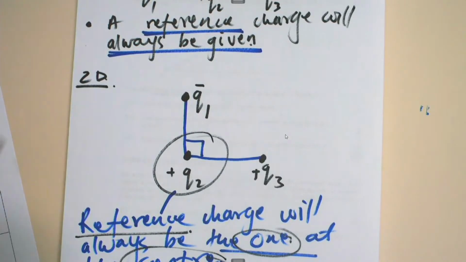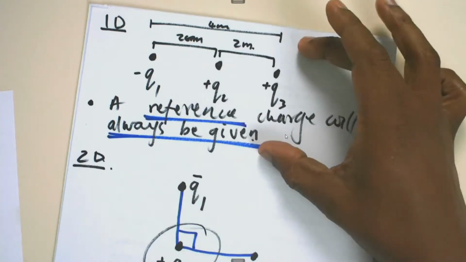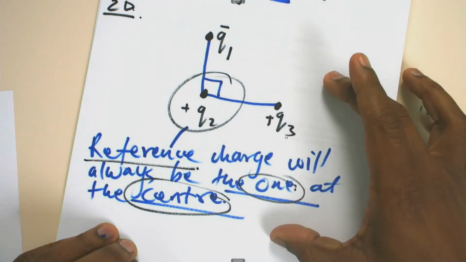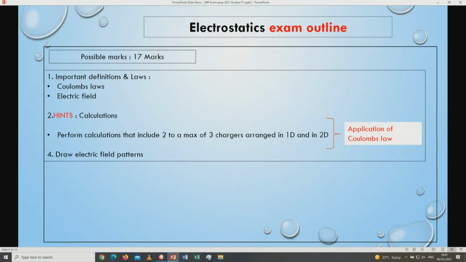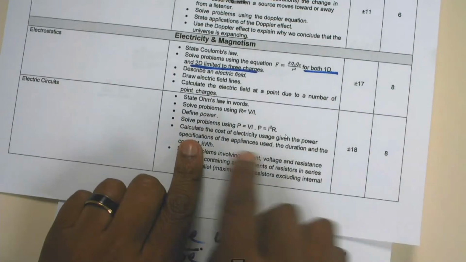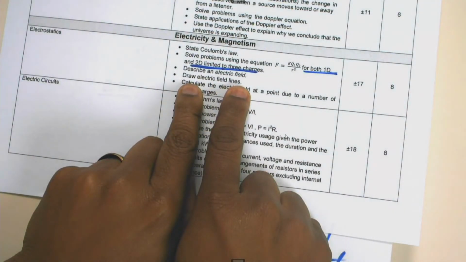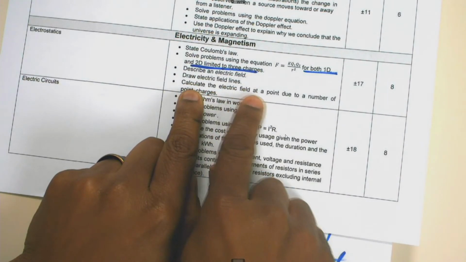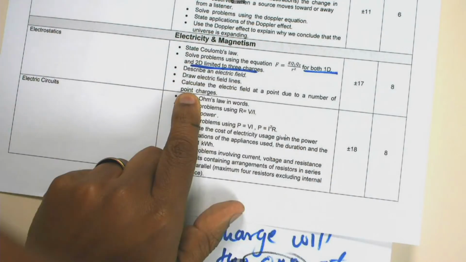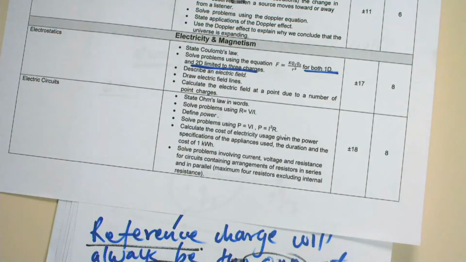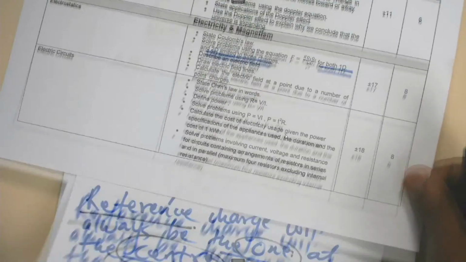Coulomb's law for a situation of 1D, a situation of 2D as well. Then we further go on and say, now draw the electric field pattern. So when we draw the electric field pattern, and also calculate the electric field at a point due to a number of point charges. That is what is expected of me, to be able also to draw the electric field patterns.